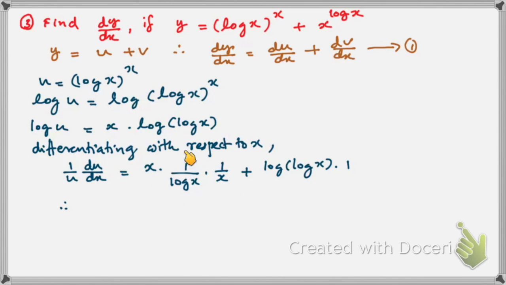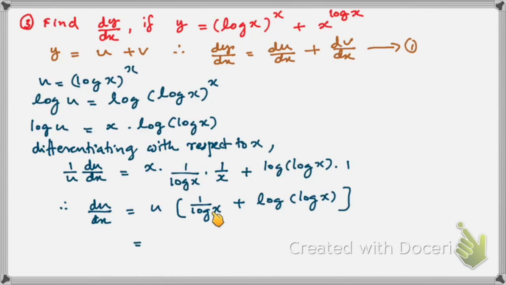But here this x and 1 by x will get cancelled, and I cross multiply u to the other side so that I can find what du by dx is. So du by dx is, u goes to the other side and becomes u into what I have on the other side.